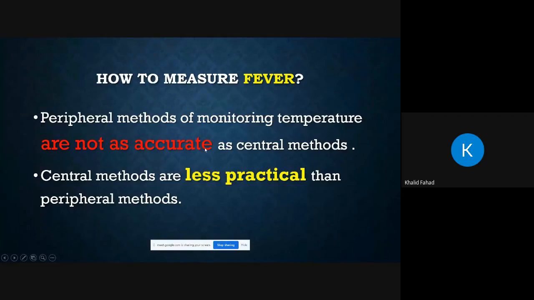So the oral measurement is the reference. If we measure by the axillary type, 36.5, we have to correct it in reference to the oral one, and it will become 37.